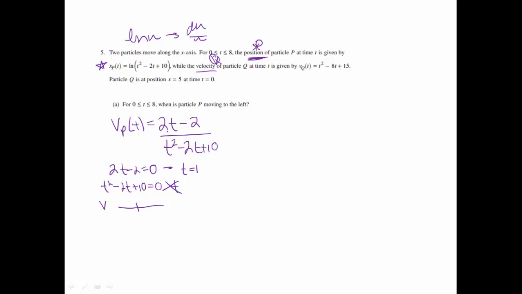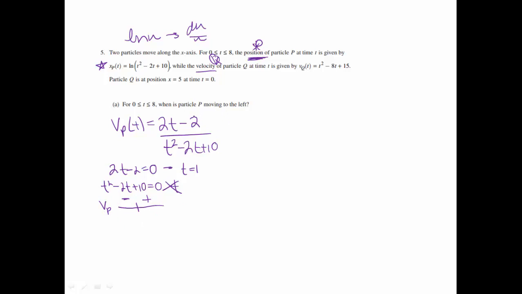Before 1, if I plug in 0 into the numerator, I'm going to get negative 2. If I plug 0 into the denominator, I'm going to get 10. That gives me a negative value. And then if I plug in, let's say, 2 into the numerator, I'm going to get a positive number. If I plug 2 into the derivative bottom, I'm going to get a positive number. So positive divided by positive is a positive. So that's what my velocity chart looks like for particle p.